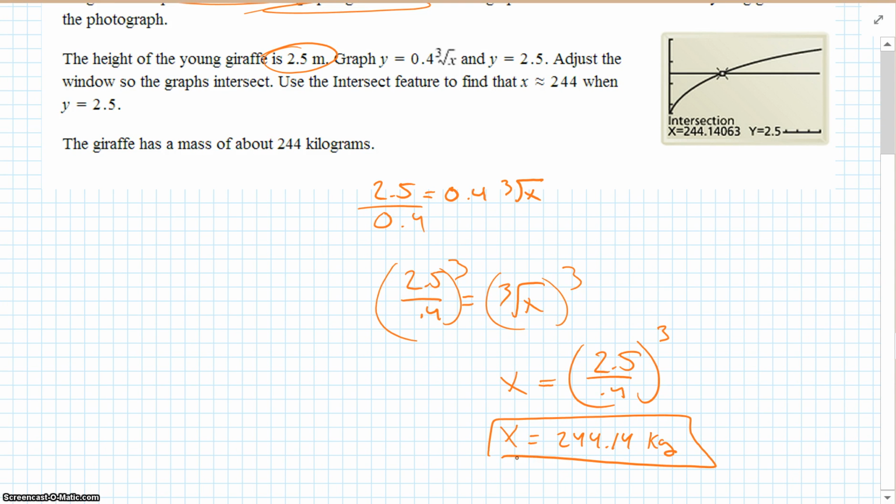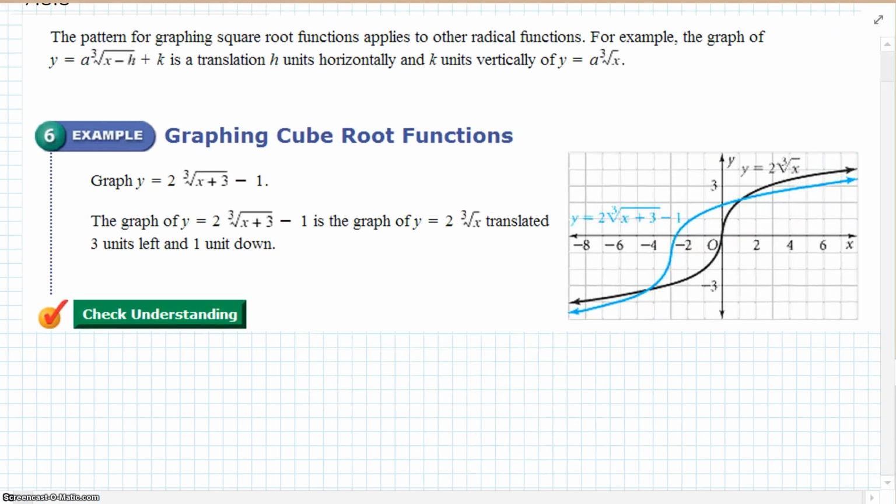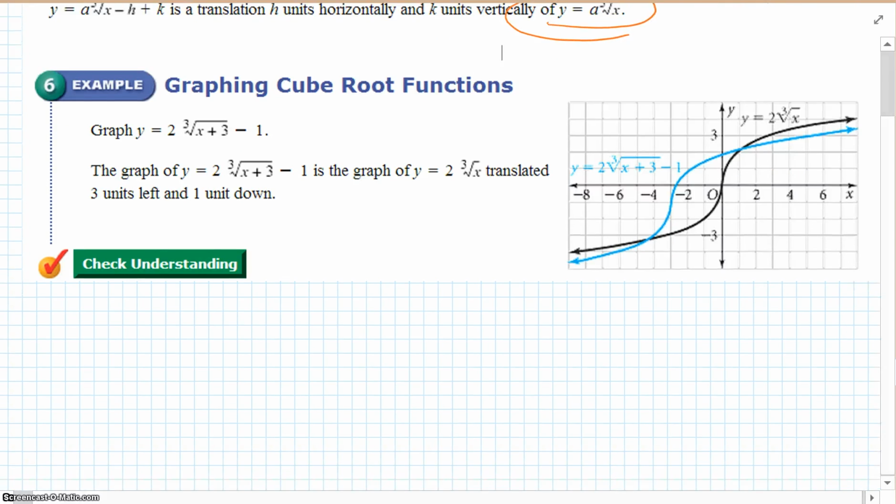Okay, easy enough for us. We know how to do that. Okay, going on. Next example. The pattern for graphing the square root functions applies to other radicals as well. For example, the graph of a times the cube root of x minus h plus k is still a translation of h units horizontally, k units vertically, of the parent function of y equals a times the cube root of x.